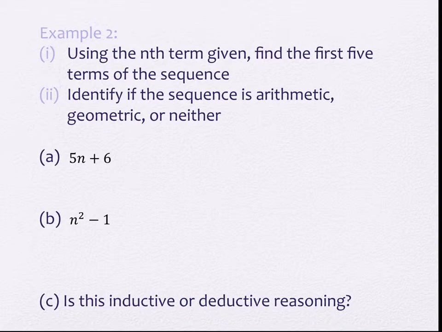All right, example number 2. Example number 2 says that we're going to use the nth term formula given to find the first 5 terms of the sequence. And then the second thing we're going to do is to identify if the sequence is arithmetic, geometric, or neither. So let's start with letter i, if you will, on this. How am I going to find the first 5 terms? What do I do?